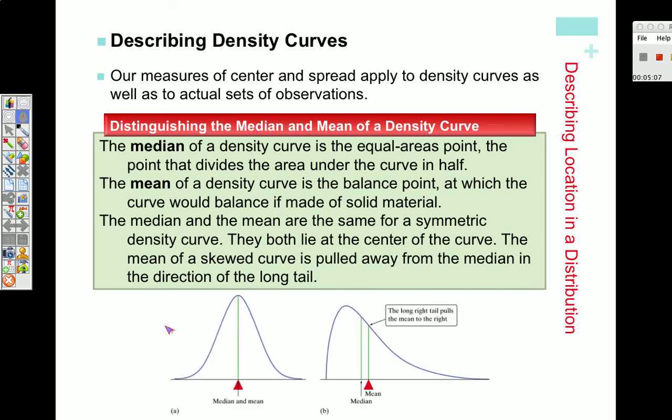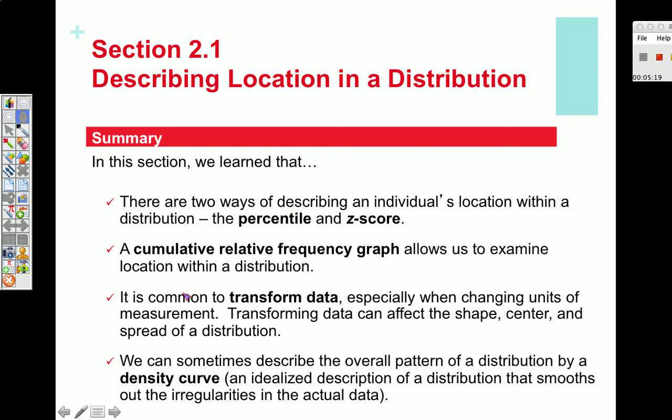So here's a picture of that. Mean and median are the same right here. As soon as we skew it to the right, the mean gets pulled off of the median and bumped to the right along with that skewness. So here's what we looked at in this section. A lot of conceptual understanding, not so much calculations yet, but we'll get there, guys. Don't worry.